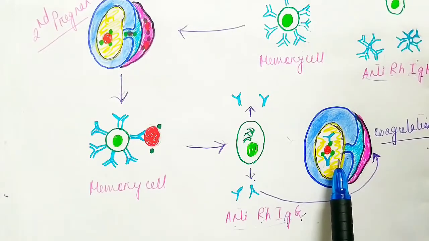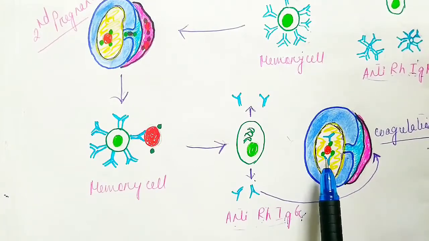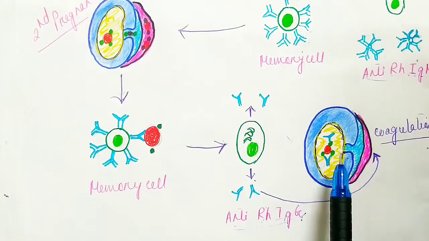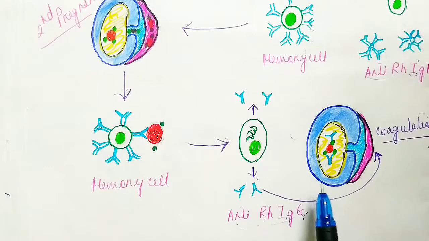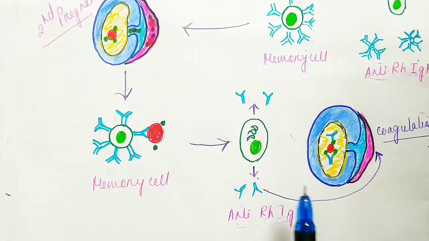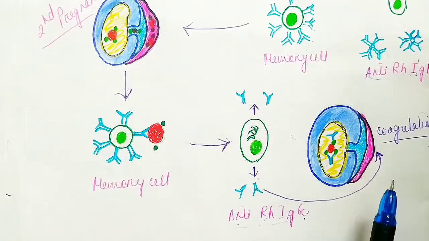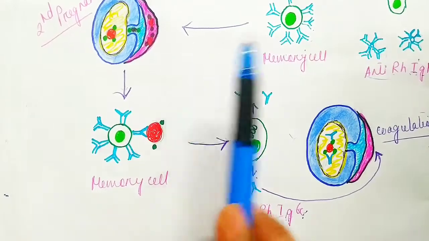where they start destroying the RBC of the fetus, which may be fatal to the fetus or could cause severe anemia or jaundice to the baby. This condition is called erythroblastosis fetalis. This situation can be avoided by administering anti-Rh antibody to the mother immediately after the delivery of the first child.